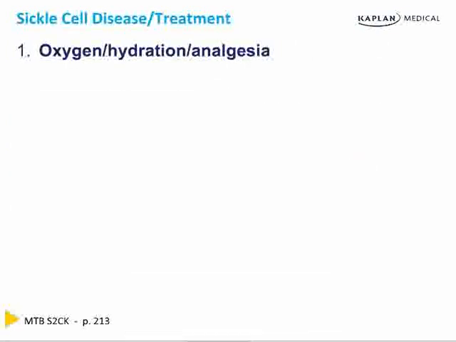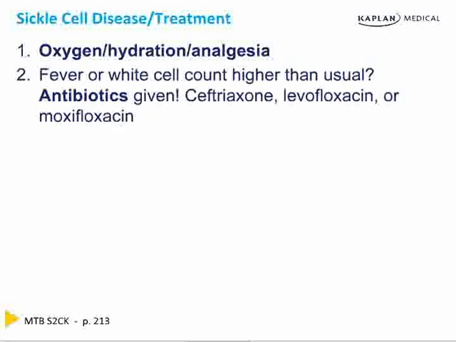The initial therapy of sickle cell disease hasn't changed in many years. It is oxygen, hydration, and analgesia. Analgesia, of course, because the person's in tremendous discomfort. Oxygen is indispensable to reversing the cause of the sickle crisis because sickle hemoglobin is normal at normal oxygen levels. A fever or a white count higher than usual makes antibiotics indispensable. Ceftriaxone, levofloxacin, moxifloxacin. If it looks like the treatment for community-acquired pneumonia, that's because it is, because it's many of the same organisms. I cannot overestimate this because this is where people are going to get their lives saved.